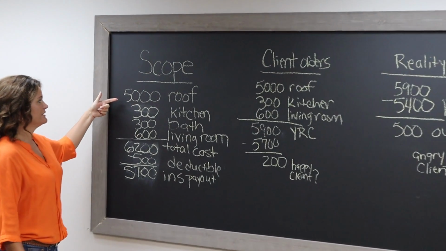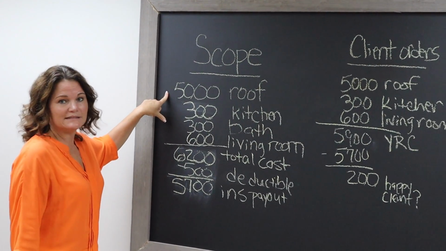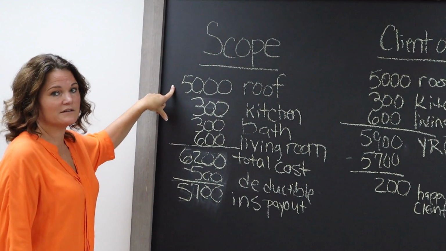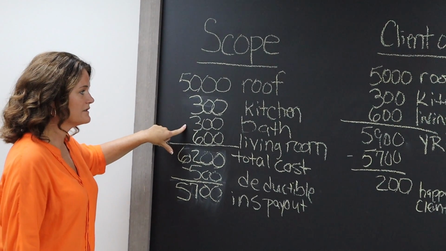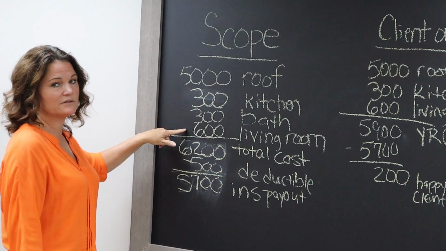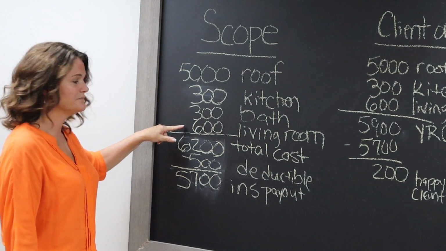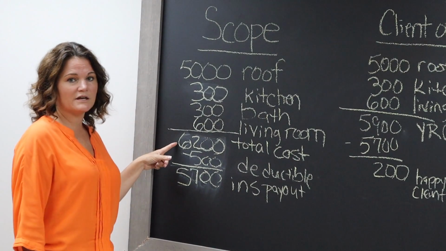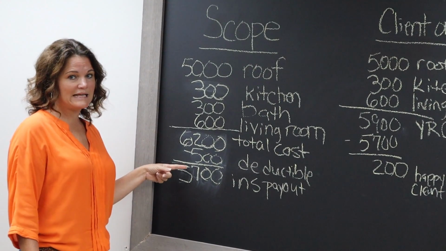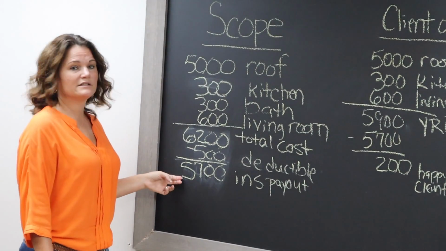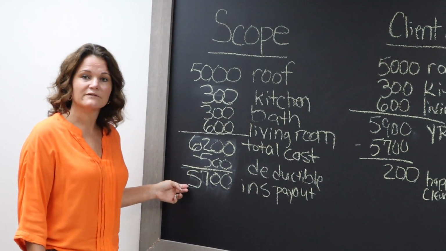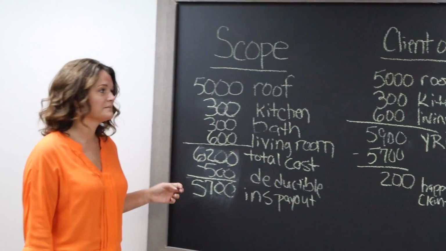Alright, first of all, we have an insurance scope where, let's say State Farm is going to pay $5,000 for the roof, $300 for interior on the kitchen, $300 for the interior on the bathroom, and $600 for interior on the living room. That's a total cost of the job of $6,200. The client's out-of-pocket expense is $500 for their deductible. So they're assuming insurance is mailing them a check for $5,700.